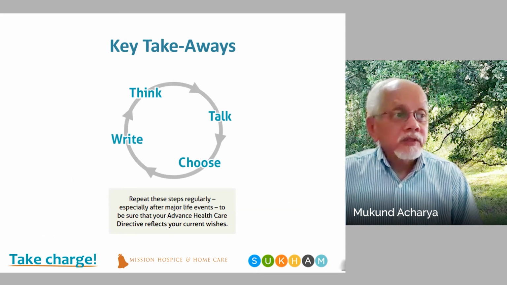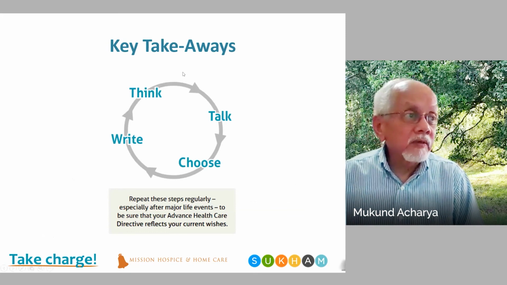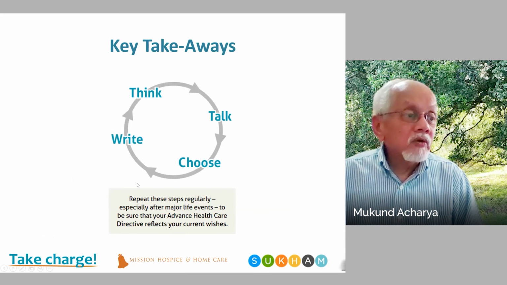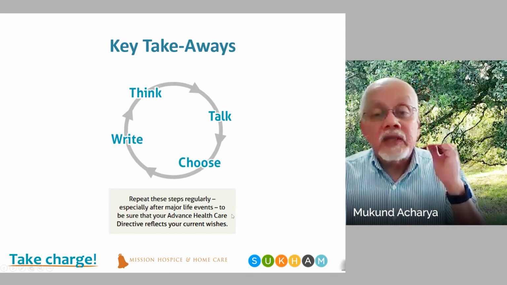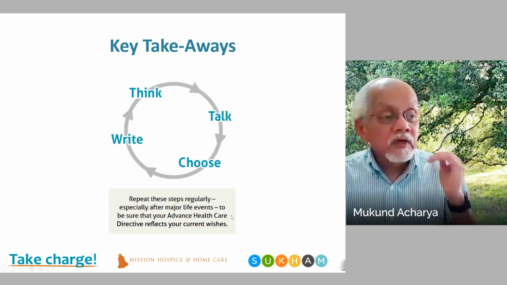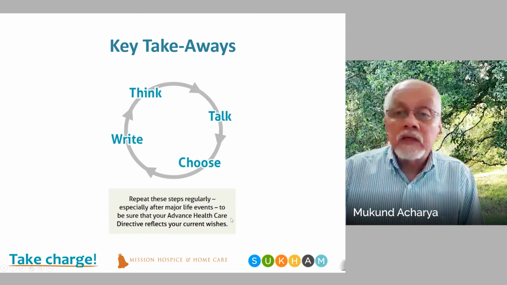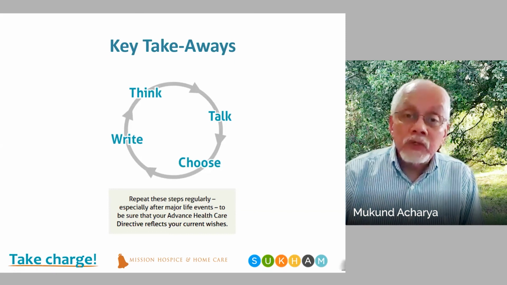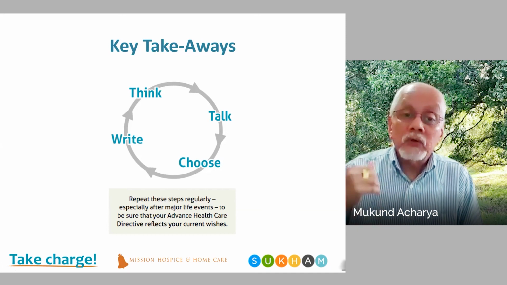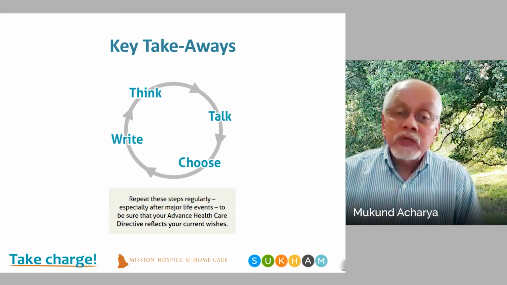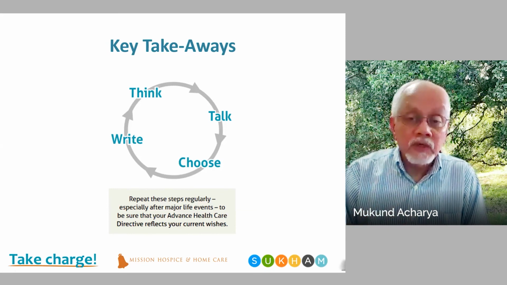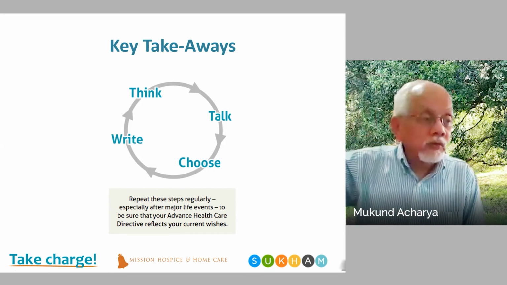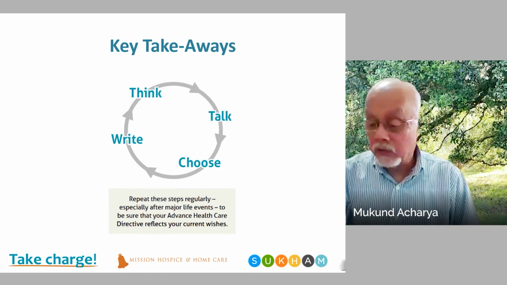So it's a process. It's a 4-step process that we've talked about. You think, you talk, you choose, and you write. And you repeat these steps regularly, especially after major events, to make sure that the latest version of your healthcare directive reflects your wishes. Now, if you have a directive you wrote 10 years ago, a directive you wrote 6 months ago, and a directive you wrote 2 days ago, what is important is the date on the directive. Whichever is the latest is the functional document, no matter how many directives exist, if you haven't torn them up, right? So the date on the directive is the important one.